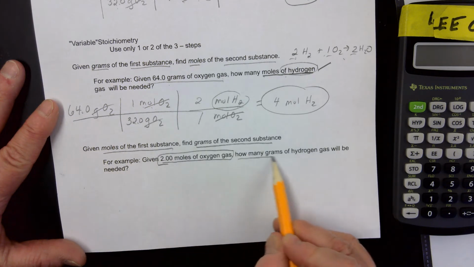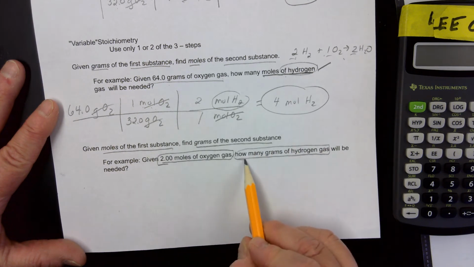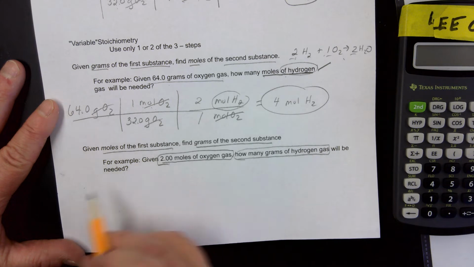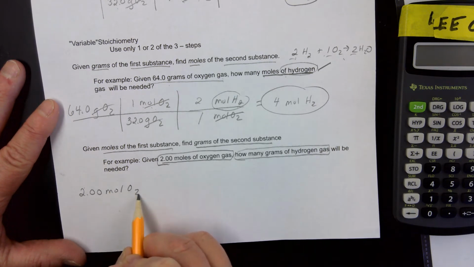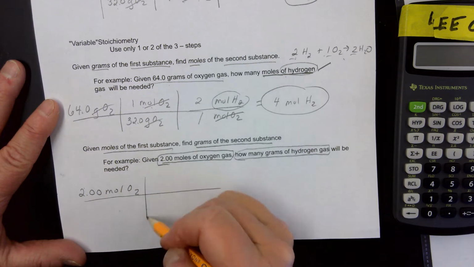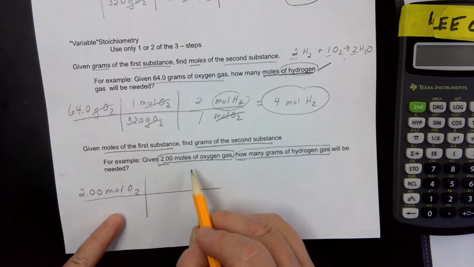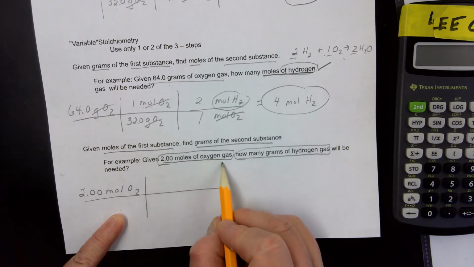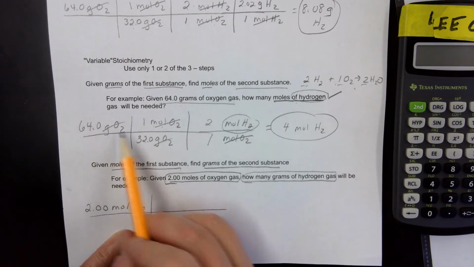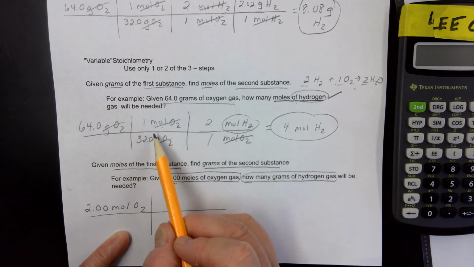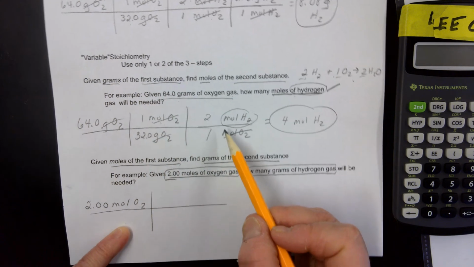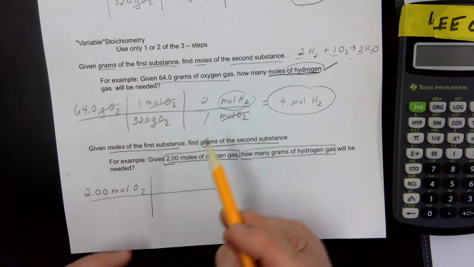How many grams of hydrogen gas will be needed? So I'm going to start with that given quantity, 2.00 moles of O2. When you are starting with moles in a stoichiometry problem, previously we started in grams, so the first fraction we needed was a molar mass. But when you're starting in moles, you don't need this first molar mass. You're going right to the mole ratio fraction.